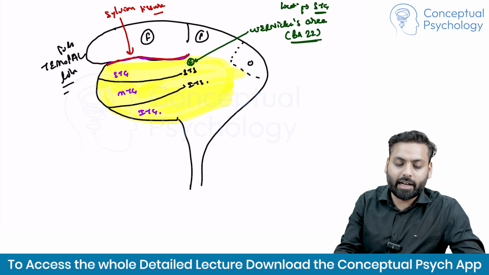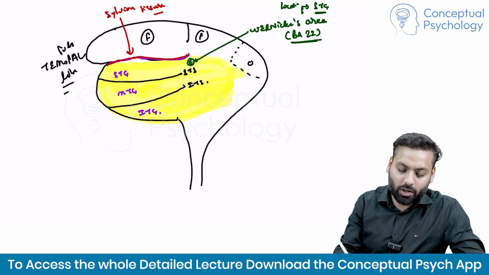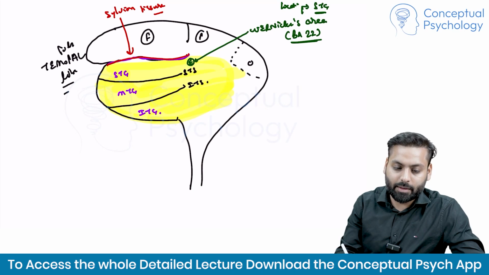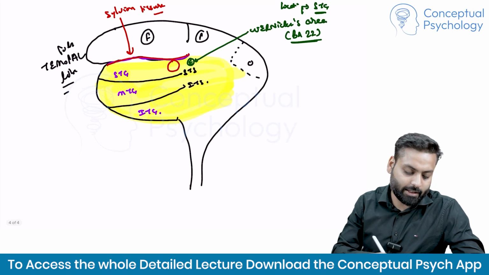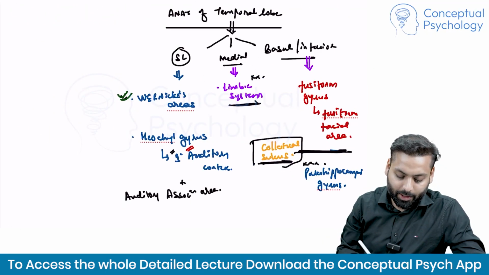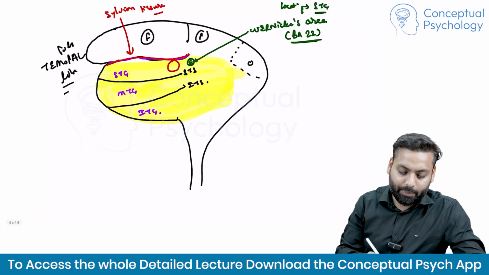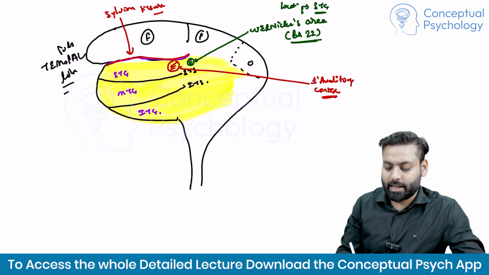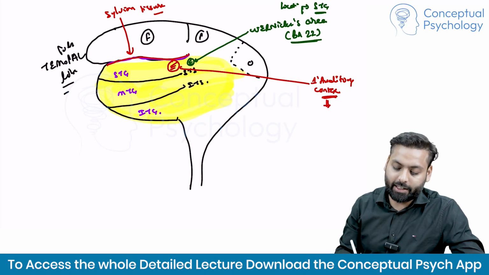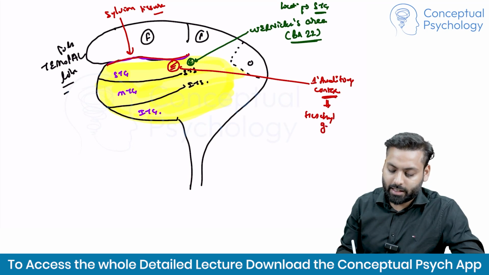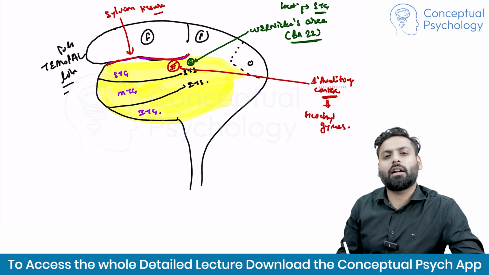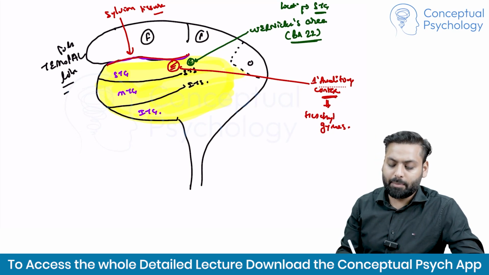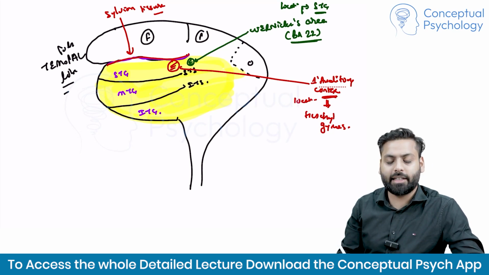Then comes the auditory cortex. This is the primary auditory cortex, so we need to identify the primary auditory cortex. The primary auditory cortex is located in the Heschl gyrus. Just remember Heschl gyrus. You need not identify the locations and all. Just remember the primary auditory cortex is located in the Heschl gyrus.